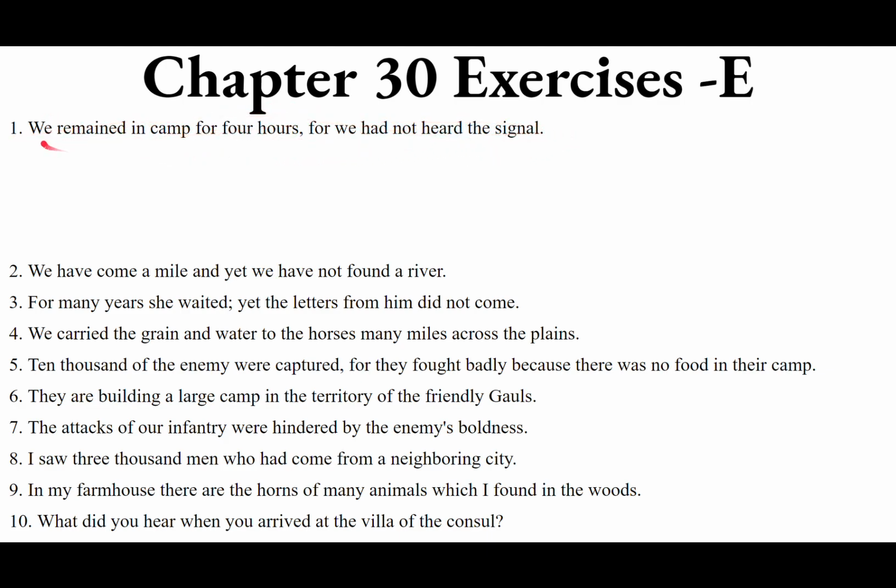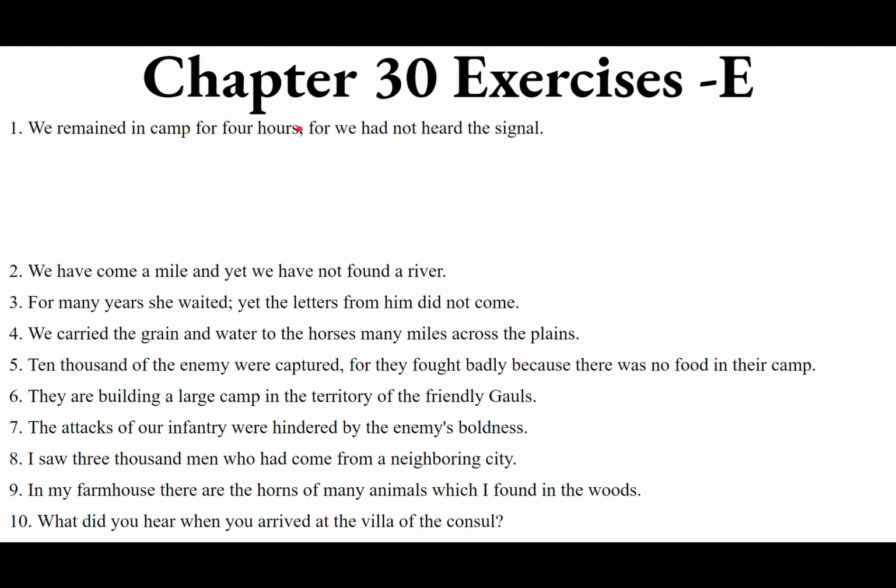The main clause is going to be this one: we remained in camp for 4 hours. For we had not heard the signal is a subordinate clause. We call this a causal clause because it's an explanation. The main clause can stand on its own. That's why it's sometimes called an independent clause. The causal clause cannot stand on its own. It is dependent. That's why it's sometimes called a dependent clause or a subordinate clause, because it's dependent upon this main clause for its existence.